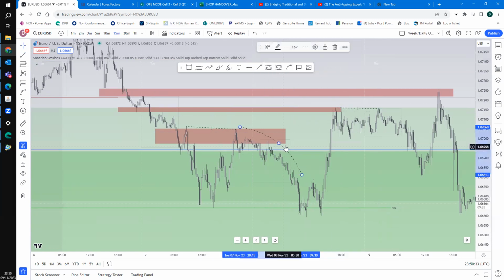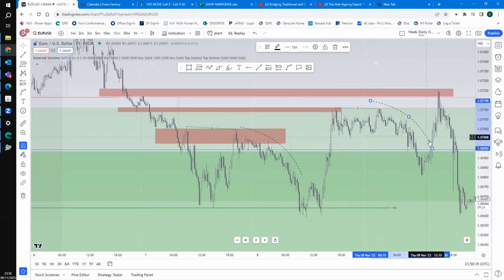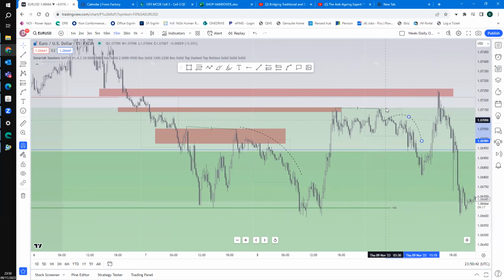And look at this. To me, it's almost like a carbon copy. So again, here, I'm saying, well, these relative equal highs, we've got this consolidation all through Asia.